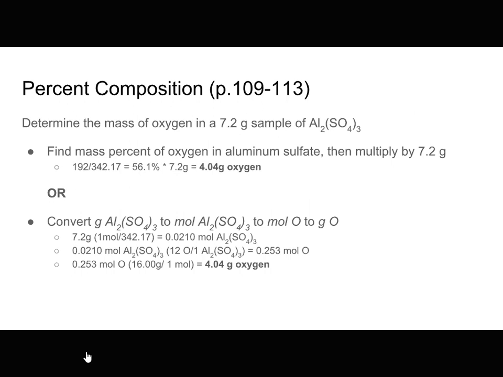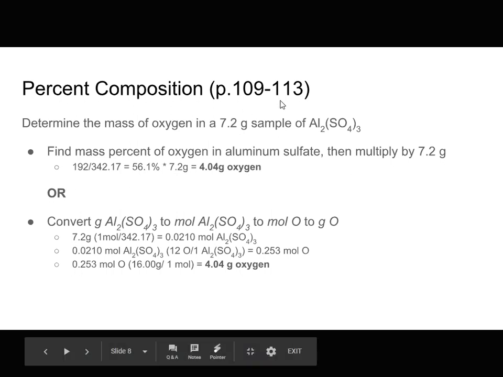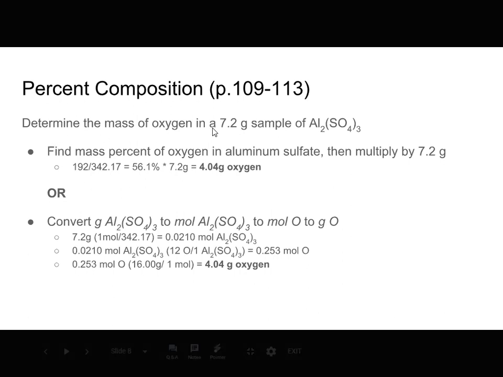Percent composition is something that we covered towards the end of the first semester in Chem 1. There's a couple of ways that you can perform percent composition. I'm going to show you the way that we did it in class, and I'm going to show you kind of the way that our textbook shows it, which again is on these pages. So the question I'm going to show you how to answer is: determine the mass of oxygen in a 7.2 gram sample of aluminum sulfate.